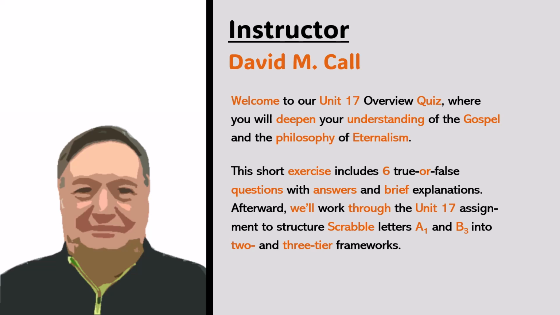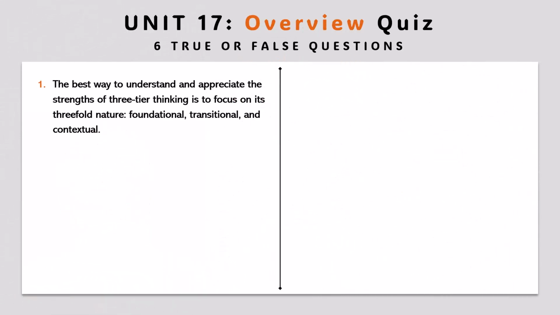Welcome to our Unit 17 Overview Quiz, where you will deepen your understanding of the Gospel and the philosophy of eternalism. This short exercise includes 6 true or false questions with answers and brief explanations. Afterward, we'll work through the Unit 17 assignment to structure Scrabble letters A and B into 2- and 3-tier frameworks. In this exercise, there are 6 true or false questions.